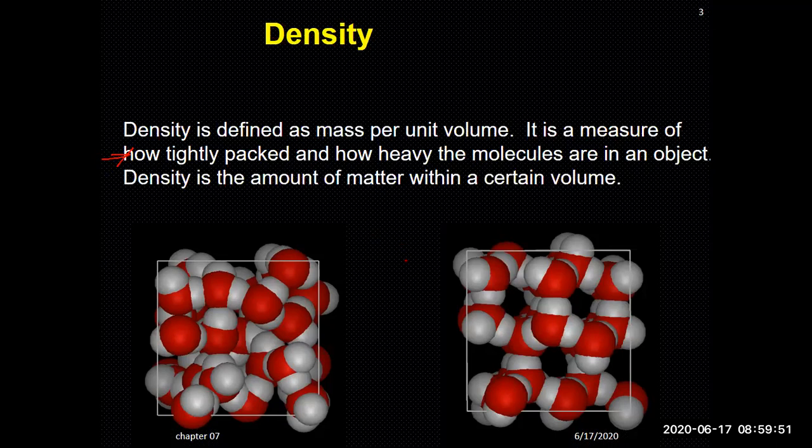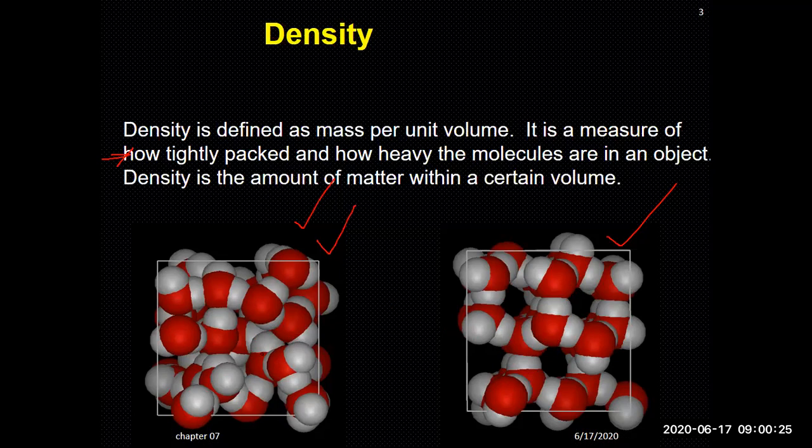Density is the amount of matter within a certain volume. Look at the amount of matter. Here the molecules are very much closer to one another. And in this type of matter, the molecules have separation or gaps between them. The area and volume are the same, but the number of molecules here is more, and here the number of molecules is less. So this is the relation of density with matter.